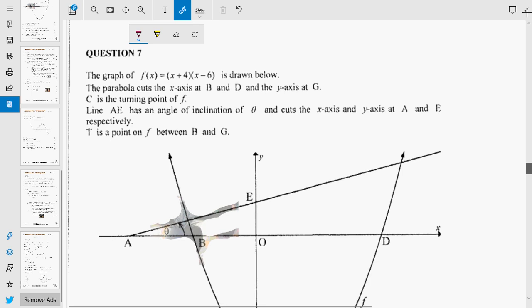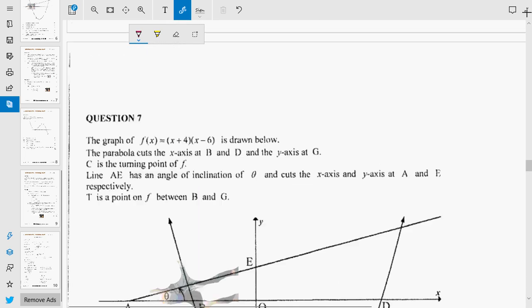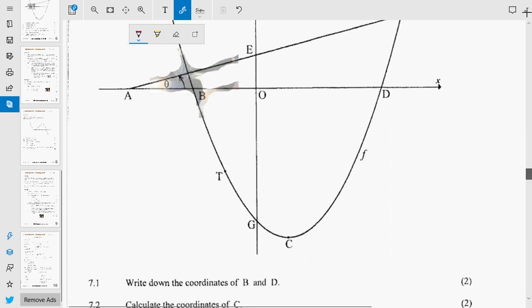As you can see, in question 7 you are given the parabola and the straight line. Because this is an exam review, I won't read this. You're going to read this, please make sure you read it. I'm going to jump straight to the questions.